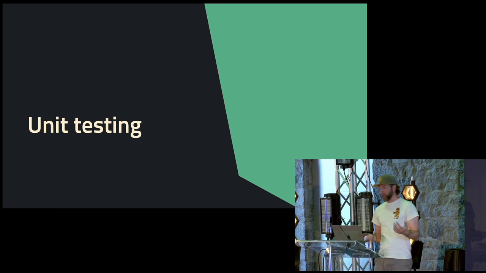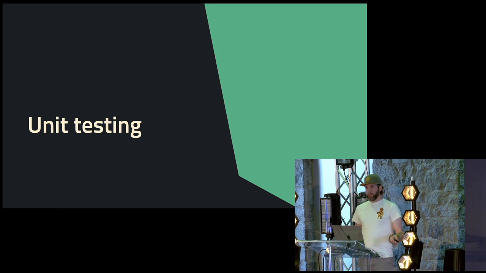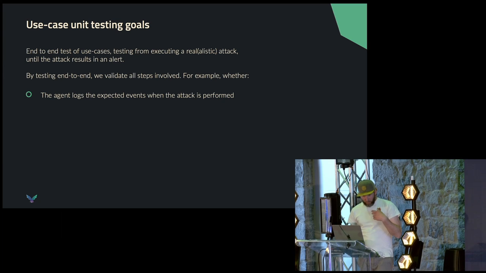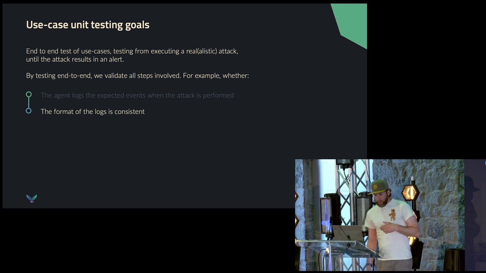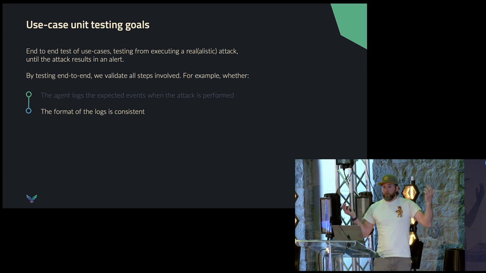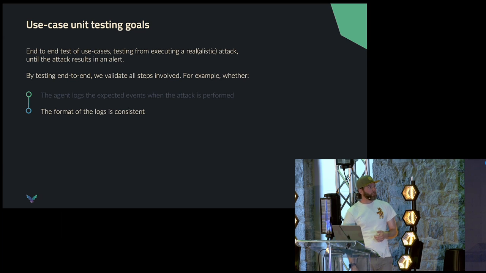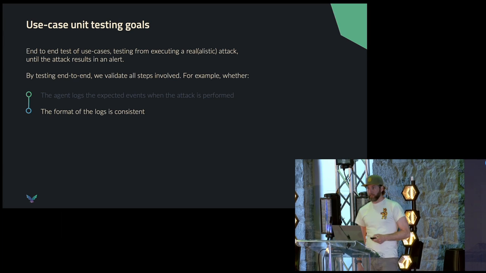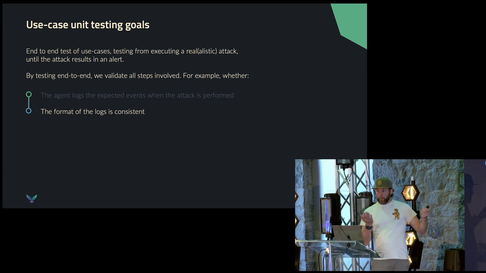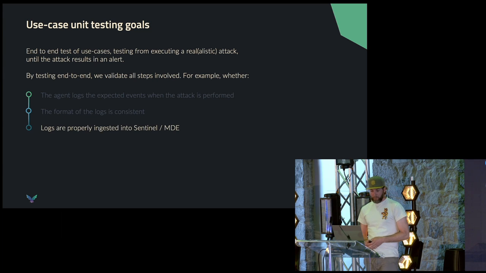So now we built all these detections, we roll them out, but how do we know they're working? So we had a couple of goals in mind. We want to make sure that the agent actually is logging the events that we expect when an attack is happening, because otherwise, how can you detect it? The format of the logging is still consistent, like the Fortinet example, but it can be for anything. Also, Microsoft has a tendency to sometimes change schemas and not always be super exact in their way of logging. So we want to make sure that it's actually still doing what we expect it to do.